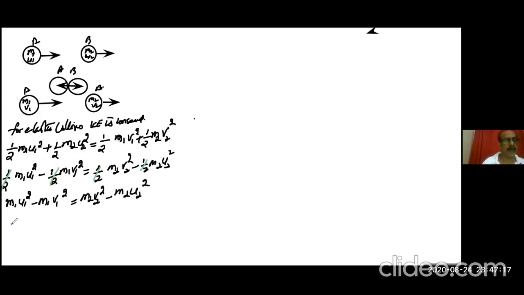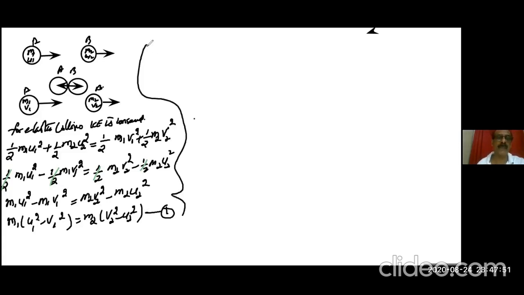Now here we brought to left side, right? Now here m1 we can take outside: u1 squared minus v1 squared is equal to m2 into v2 squared minus u2 squared. This is equation number 1. Is it correct, which I gave you before? Yes, sir.